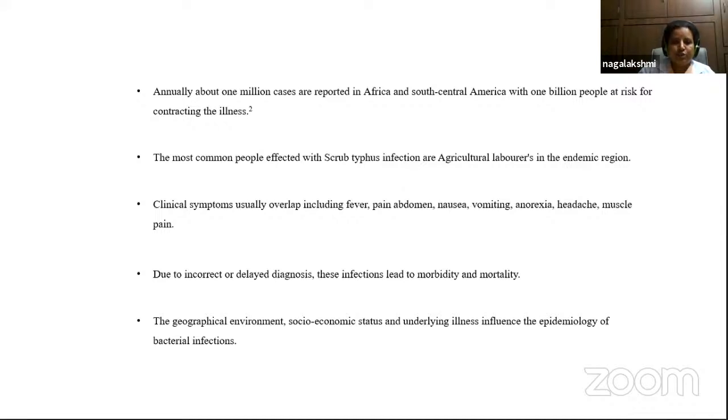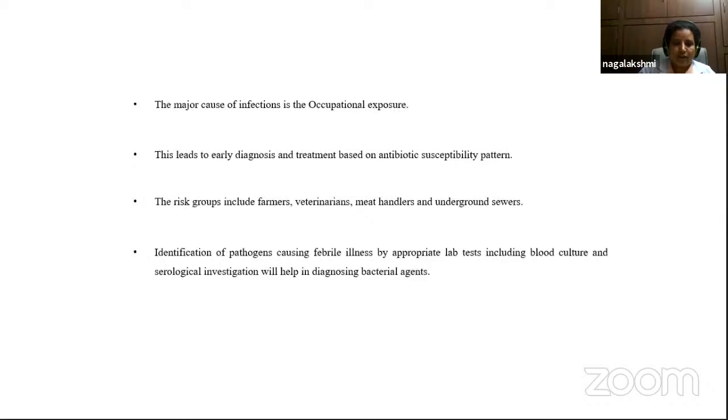Clinical symptoms usually overlap, including fever, nausea, vomiting, anorexia, headache, and abdominal pain. Due to incorrect or delayed diagnosis, these infections lead to morbidity and mortality. The geographical environment, socioeconomic status, and underlying illness influence the epidemiology of bacterial infections. The major cause of infections is occupational exposure. This leads to early diagnosis and treatment based on antibiotic susceptibility pattern. The risk groups include farmers, veterinarians, meat handlers, and underground sewer workers.